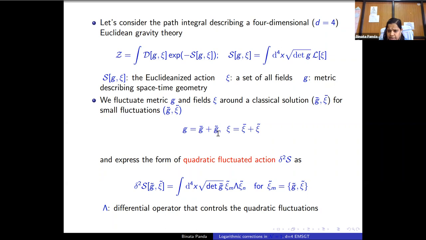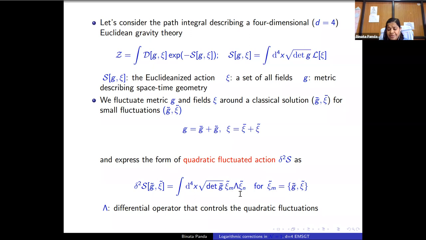And let's calculate the quadratic fluctuated action. In the fluctuation, let's just compute the quadratic part because I'm concentrating on the one loop. So the quadratic fluctuated action will be, let me write it in a schematic form. My xi m tilde is the complete set: g tilde, which is the fluctuations in the metric, and xi tilde are any other fields that are there. And then this lambda will be in general a differential operator that controls the quadratic fluctuation.